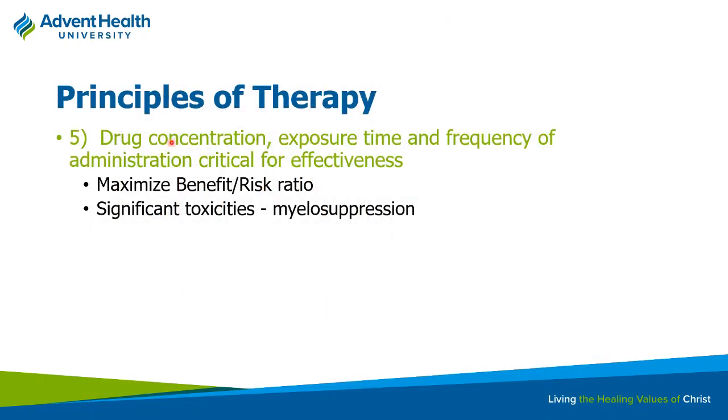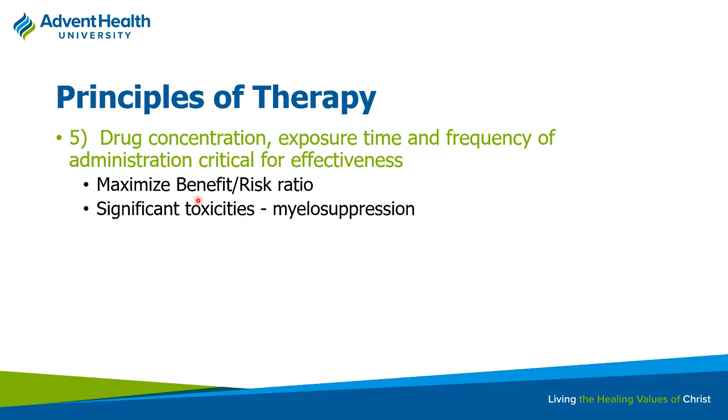So we're going to find that when we're administering chemotherapy, the drug concentration, the exposure time, and the frequency of administration are really critical for its effectiveness, so how well our drugs are going to be working. And so we know these drugs are toxic, and so we really have to try to dose them such that we're maximizing the benefit of getting rid of cancerous cells while also helping to mitigate the risk and trying to keep our healthy cells alive as much as possible.